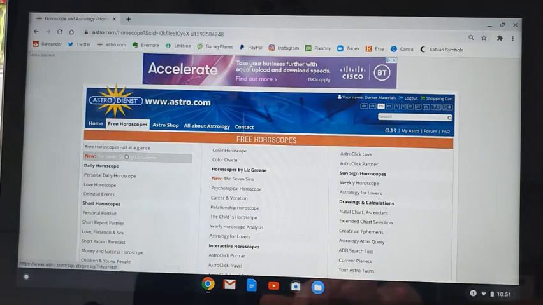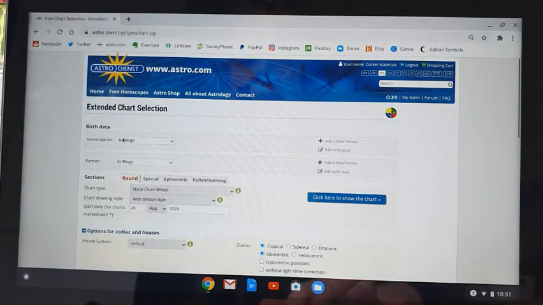This is astro.com, by the way. I always only use astro.com. So you go to free horoscopes and then you go all the way down to extended chart selection, right? You see here. You click on that. This is you, meaning, or if it's not, you then would have many other people that you select your name here. I only have this one dummy person, as it were.